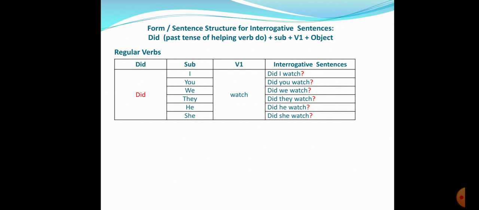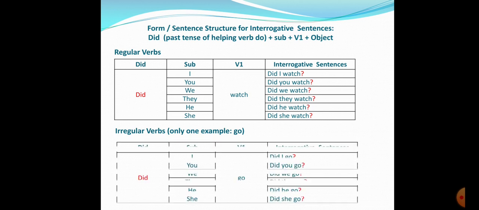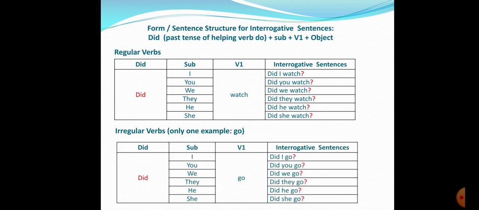So subject will remain same, and for all the subjects the verb will also remain the same, first form of verb watch. So you are getting the sentences as did I watch, did you watch, did we watch, did they watch, did he watch, did she watch. You can see the modulation in pronunciation, right? It is in a question form. Okay, great. Let's look at it in irregular verb. We will use go only, the V1 form. So you get did I go, did you go, did we go, did they go, did he go, did she go. Understood, students? This is very easy.